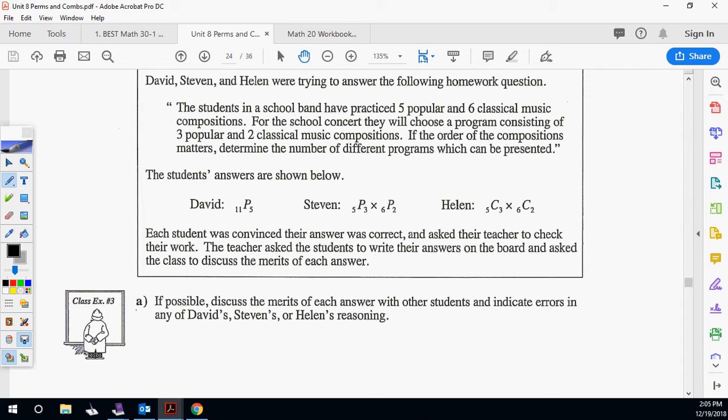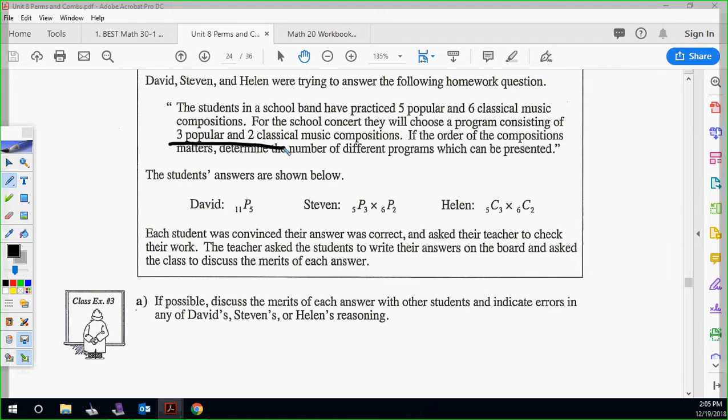Okay, so what's wrong with David's? Is there 11 songs to choose from? Do they want 5? Yeah, but what's he not... Well, he's going to give combinations that don't meet what? The 3 and the 2. Okay, so if you do 11P5, that means however many ways can I choose 5 from 11? So that means he could go 1 popular and then possibly 4 classicals, which is not what they want for the program. Okay, so he's a little bit wrong because he's not getting the right makeup.